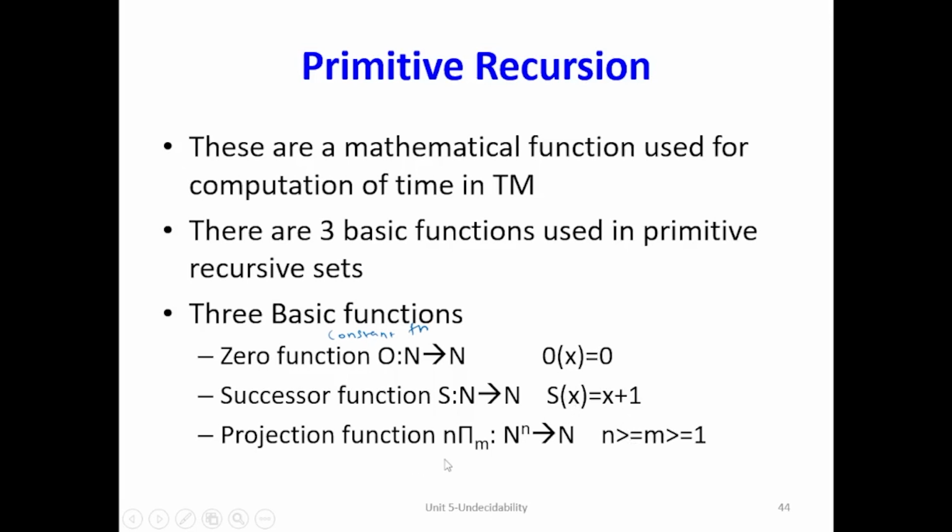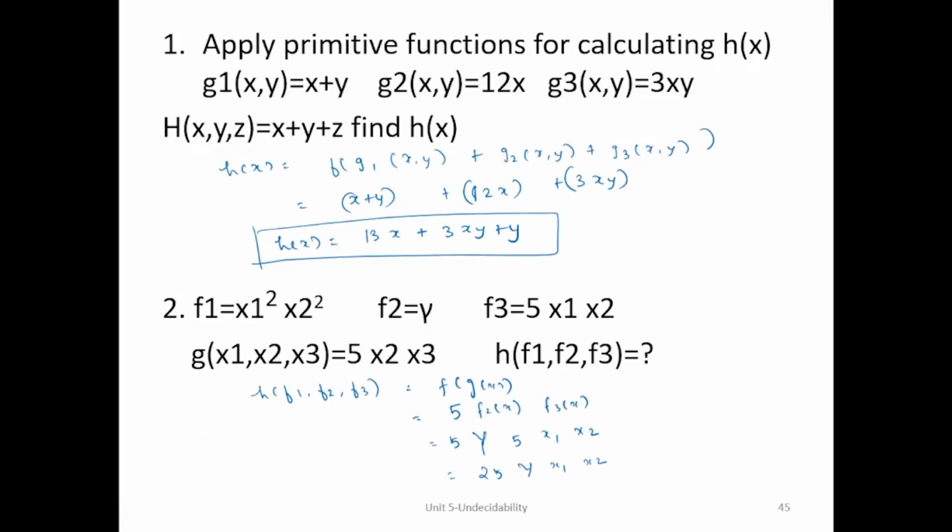The projection function is for a list of values. From a list of values, there are n values available, and I want to find the mth value from n. It is a projection. So your m value should be greater than or equal to 1 and n should be greater than or equal to m. These are the conditions for the three basic functions. So applying these three basic functions, we can frame recursive operations.